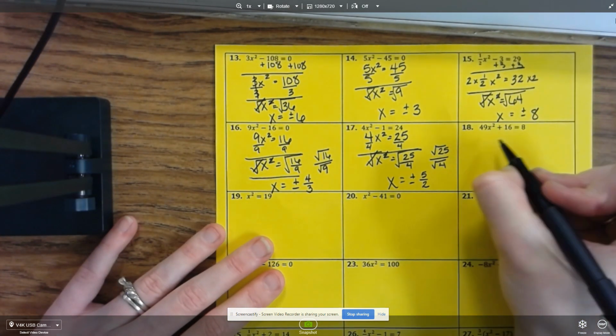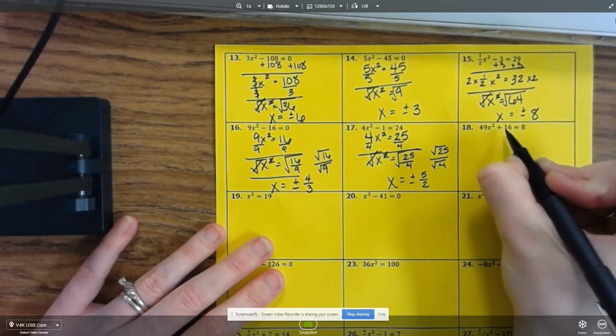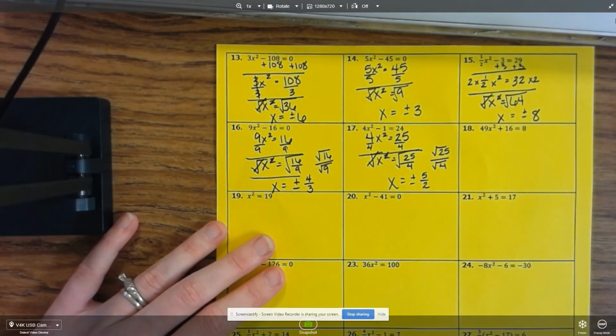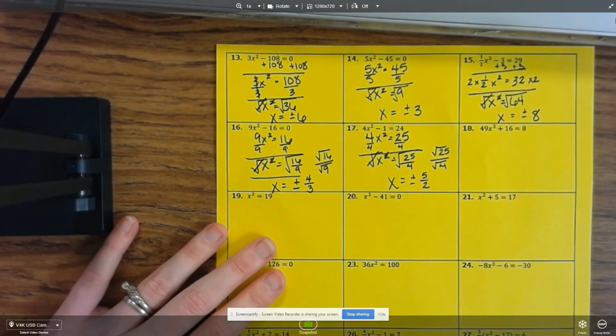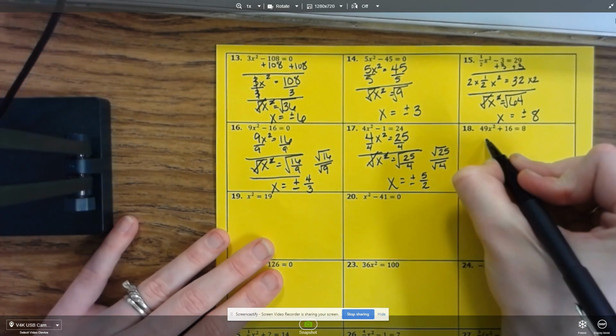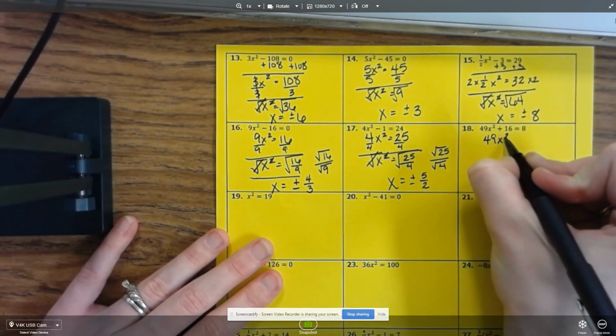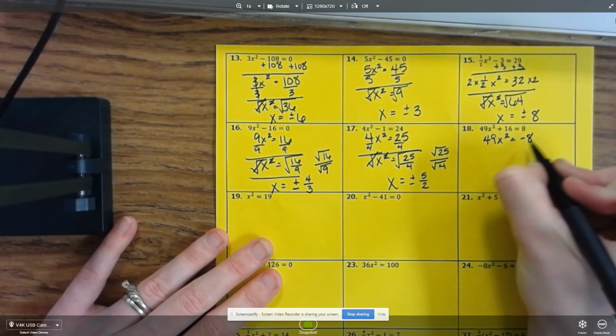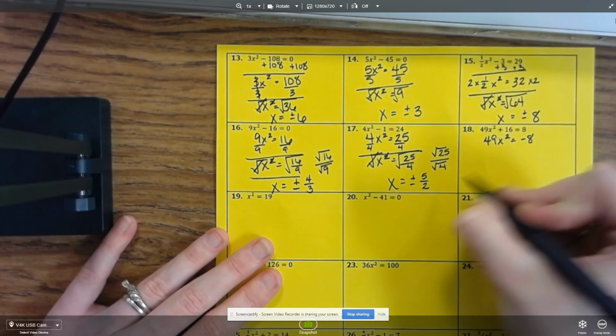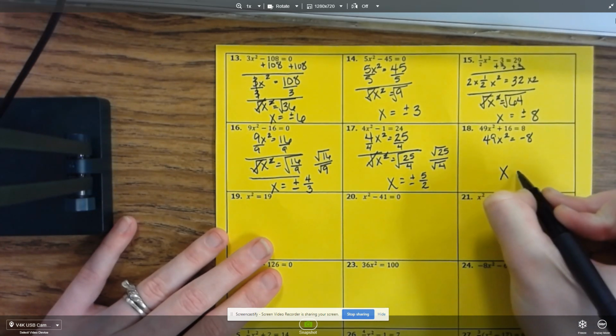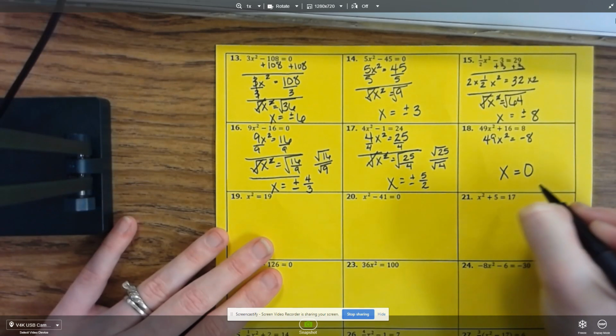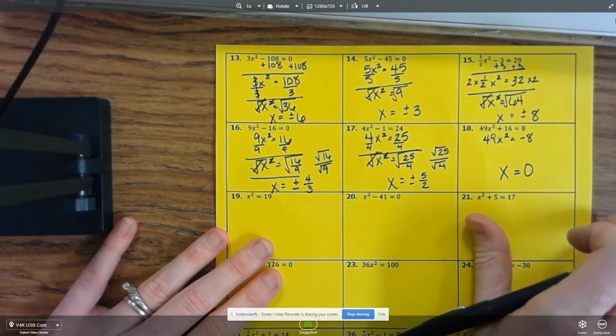All right, in this one, we would have, so now we've got to do minus 16. So 8 minus 16 is going to give us a negative 8. And so right off the bat, you'll get to the point where you can recognize that you can't square root a negative. So for this one, I'm just going to go ahead and jump down to x equals 0.